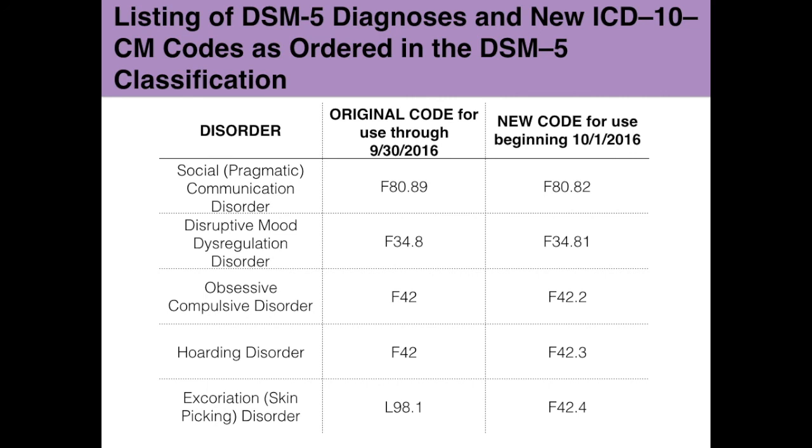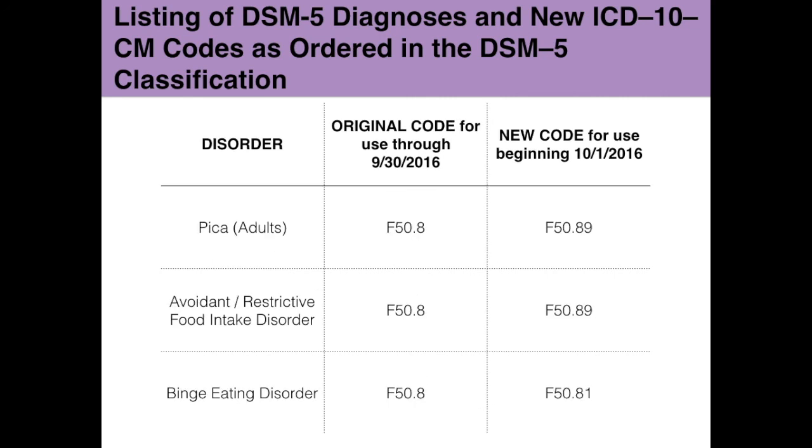You can see here in my example the disorders that are included in DSM-5 or in DSM-4 and their codes in ICD. Take for example obsessive-compulsive disorder and hoarding disorder. They used to share the same code of F42, and with the new codes beginning October 1 of 2016, they have different codes of F42.2 and F42.3. Here are just some other codes for some disorders, like pica, avoidant restrictive food intake disorder, and binge eating disorder.